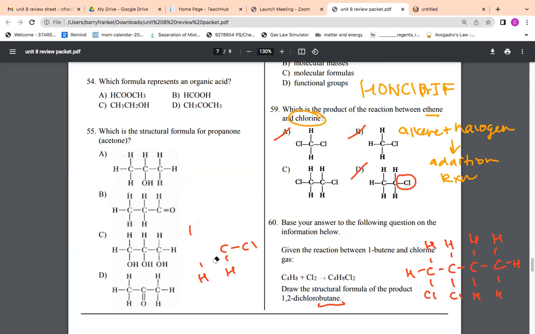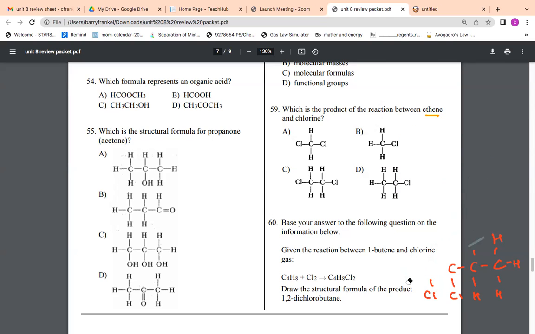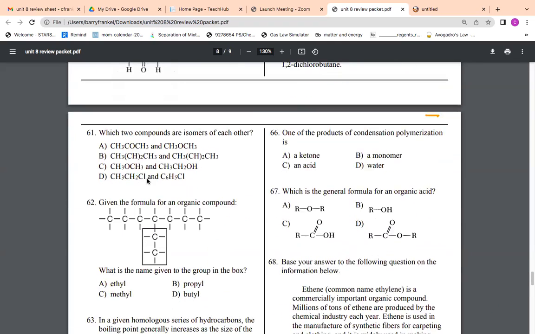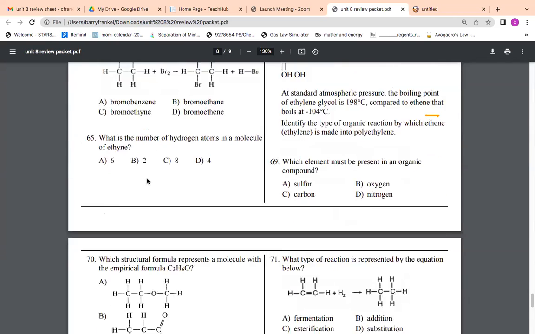Let's get rid of all this stuff. I think next page is the last page. Is it? No. Is it? Nope. Okay.